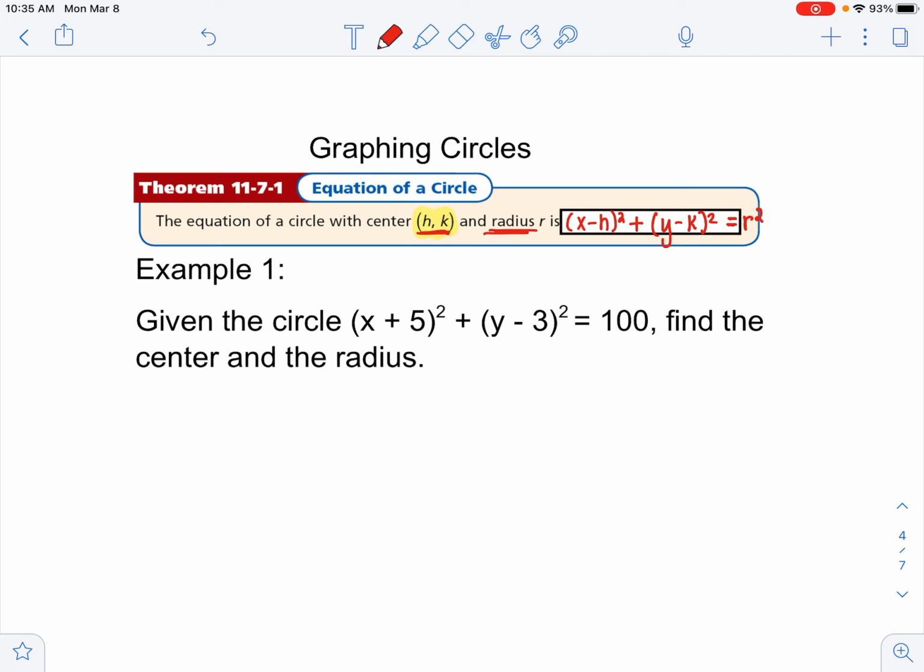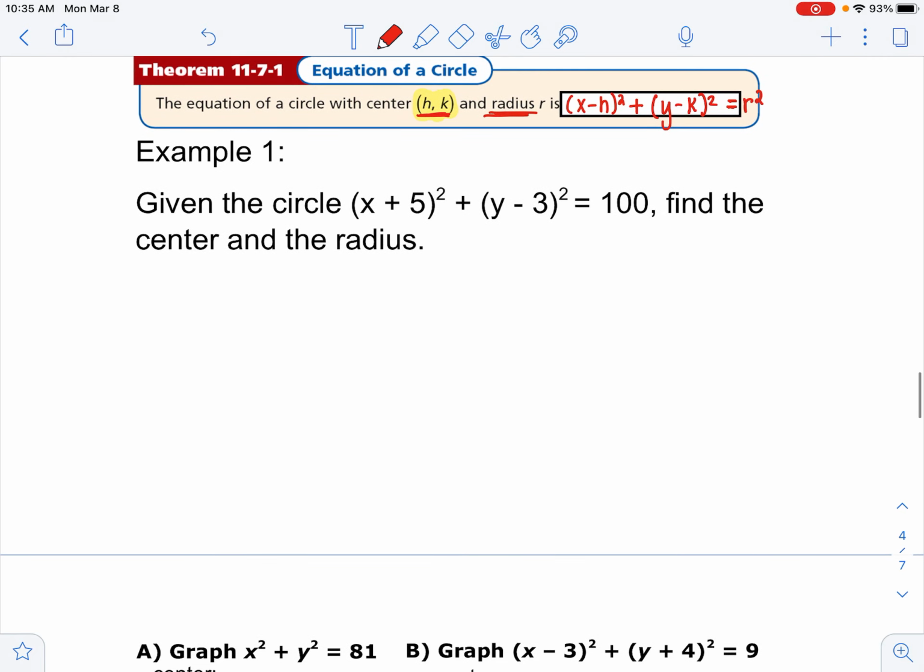Okay? So I'm going to start with one where we're not going to graph it, and then we actually will graph some. So this one's just find this information. Given the circle (x plus 5) squared plus (y minus 3) squared equals 100, find the center and the radius. All right, the center is (h, k). If you look at here, this is the opposite of h, the opposite of k. So I'm going to take the opposite of this, the opposite of this. So (h, k) is (negative 5, positive 3).